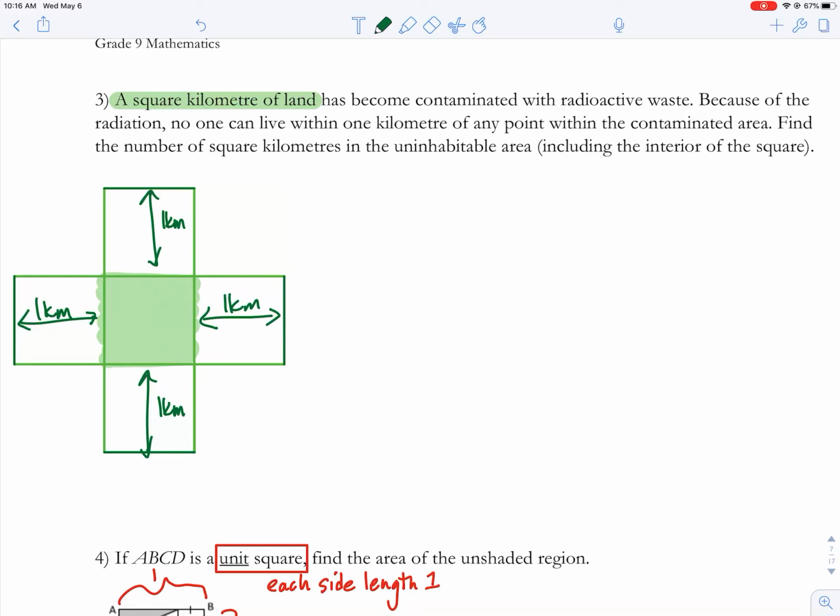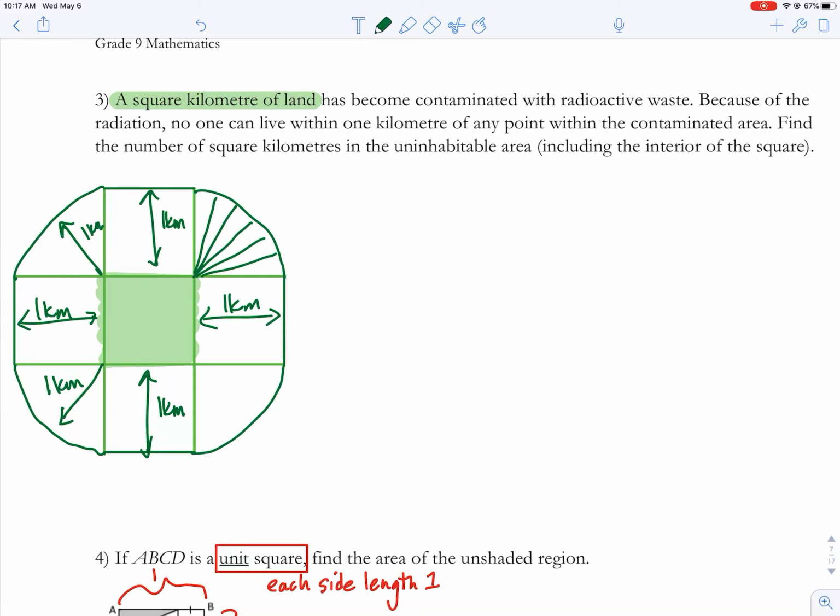If I was going to visualize it, I'm going to start off at 1 kilometer away, and it's like you've got a radius sweeping out that's 1 kilometer long all the way along as it goes around that curve. It's going to be a quarter circle. And for each of these corners, it's going to make a quarter circle that has the radius of 1 kilometer. For all of these corners, a 1 kilometer radius.